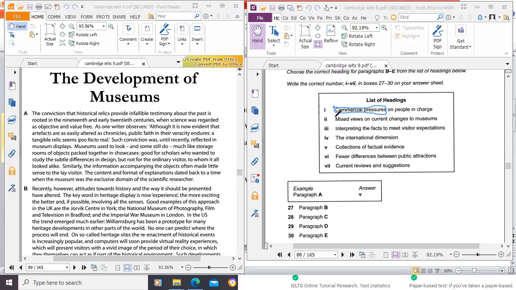Then the second one says mixed views. Okay, so there are reactions, there are people who think it should be done this way, some think it should be done differently, especially regarding changes. And the changes are all about museums, not theme parks. Okay, so this one says the fact, interpreting the fact to meet visitors' expectation.